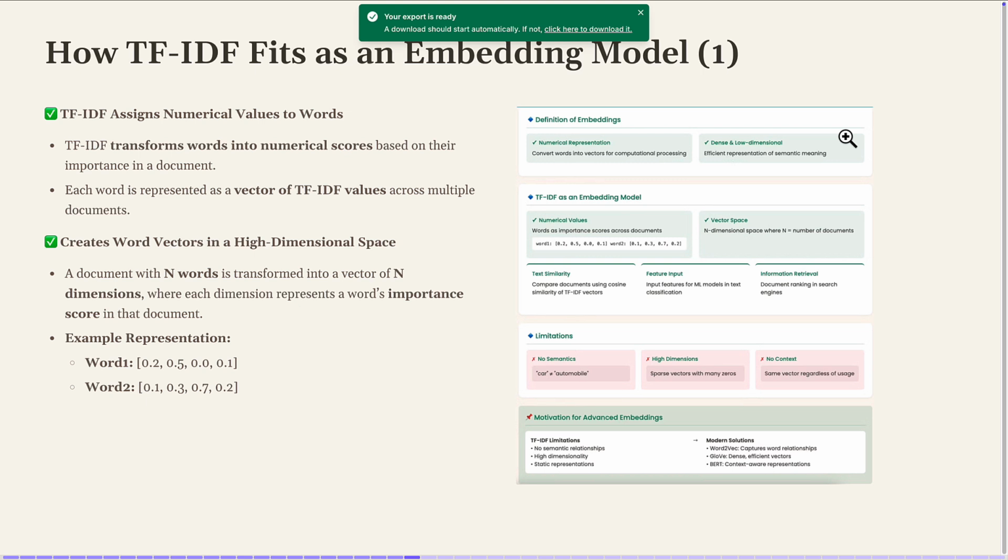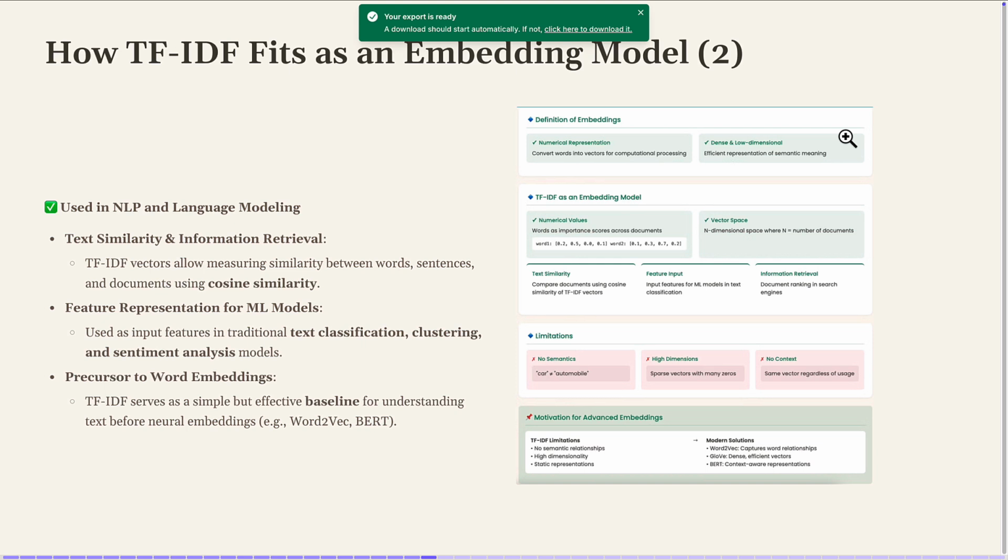And this is not really considered as an embedding model, but it's just a way to help searching some relevant documents based on keywords. But it's a popular algorithm, especially now in retrieval. We use it in text similarity, we use it for retrieval, we use it for feature representation, and word. It's a precursor of the word embedding, which is the word2vec.